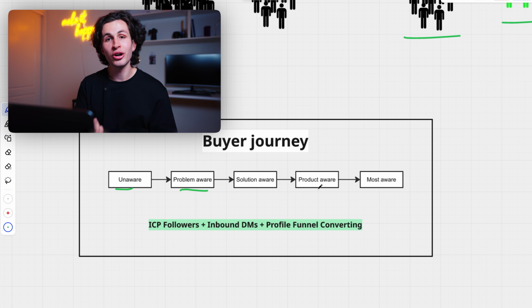Then they're product aware. Oh yeah, Jack actually has the modern profile funnel. I want to be able to utilize that. And then they're most aware. Okay, I know Jack has this thing and I know I need it. I need to take action. That is the whole buyer's journey.